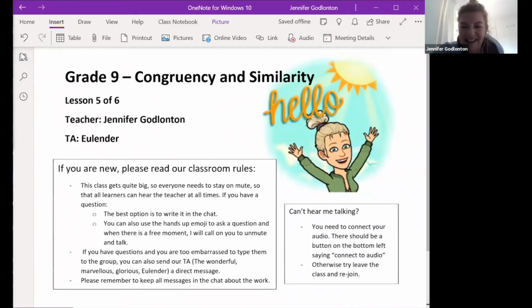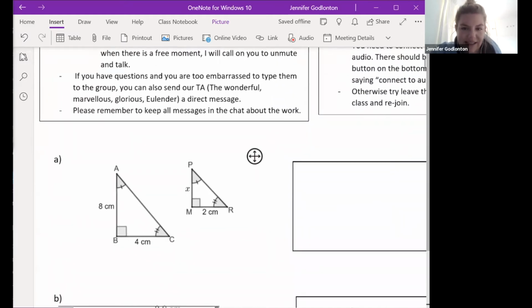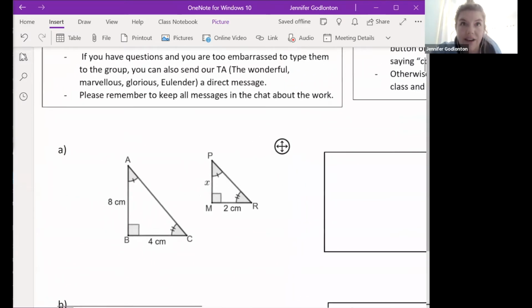Let's jump right in. So we started with questions like this in our lesson on Thursday.